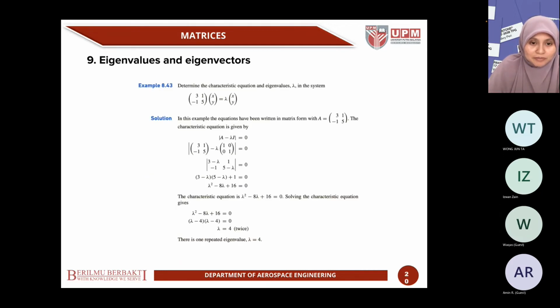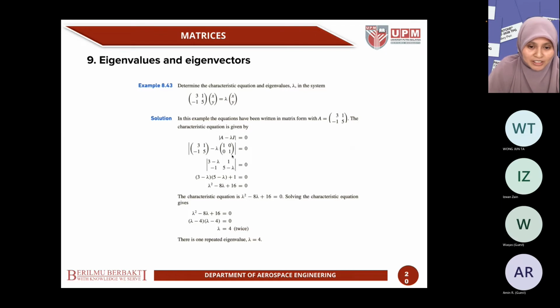Okay, example: determine the characteristic equation and eigenvalues lambda in the system. This one has been written for you directly in terms of a matrix. So you have matrix A: 3, 1, minus 1, 5. The characteristic equation is given by A minus lambda I, just now. So you can just apply the method.